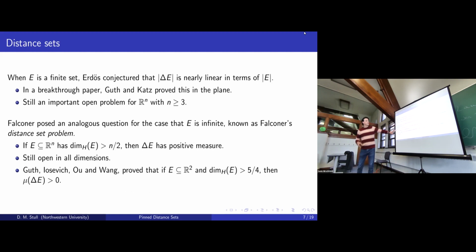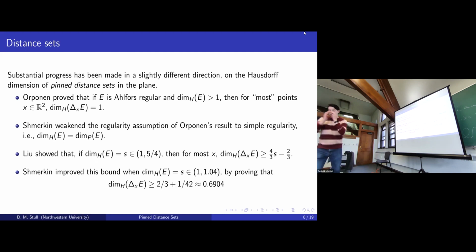And Falconer is doing basically the same thing: if your set has Hausdorff dimension at least n/2, then the distance set is very large. It has positive measure. That's supposed to be a much stronger lower bound than what Falconer suggested. Yeah, with the positive measure, it's okay. So it is strong and it's still unknown.